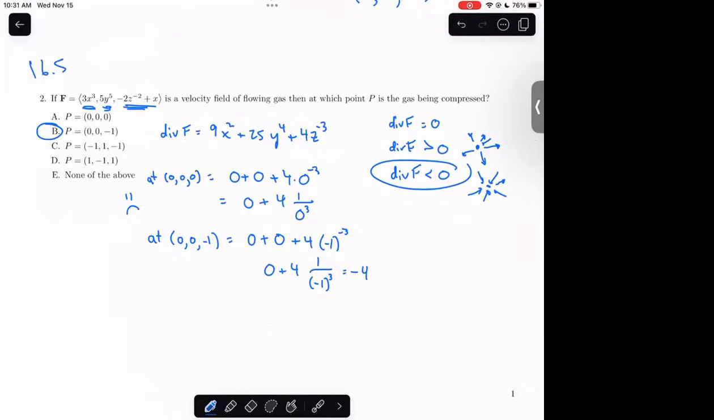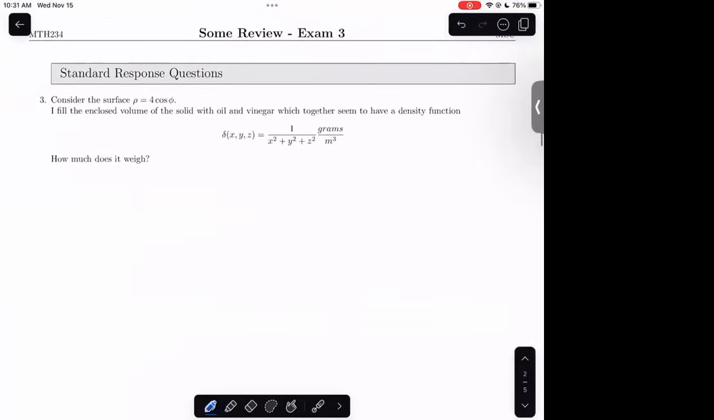All right, well then, why don't we go ahead and move into more standard response style questions. So here's a situation where we have a density function. I fill an enclosed volume of a solid with oil and vinegar, which together seem to have a density function of 1 over x squared plus y squared plus z squared in grams per cubic meter. And my question is, how much does the substance weigh overall? And it looks like I'm filling this thing that's inside of rho equals 4 cosine phi.